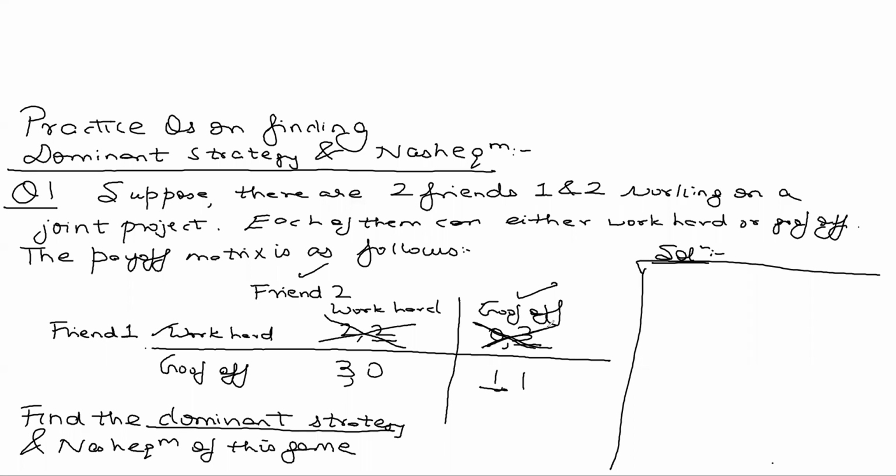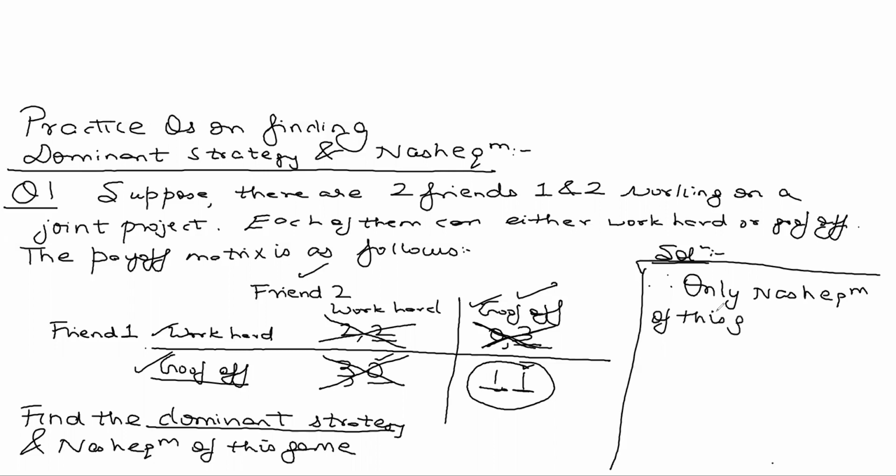Now look at the third case. If friend 1 goofs off, what will friend 2 do? She will goof off because this 1 is more than 0. That means this is also not the Nash equilibrium. So the only Nash equilibrium of this game is goof off, goof off. Therefore, the only Nash equilibrium of this game is not 1, 1. The Nash equilibrium is goof off, goof off.